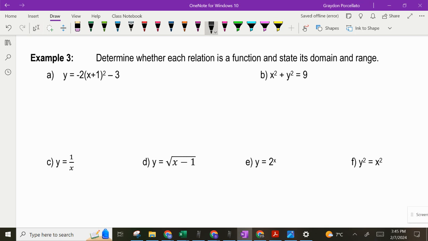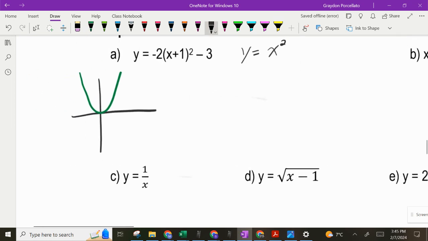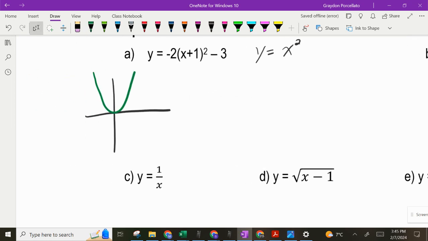So let's first look at this function here. The parent function here is y equals x squared, okay, which looks like this. Okay, our graph, I'm going to do a little zoom in here. The two things that are applied to our graph here, well, actually, there's three keys. This +1 shifts our graph left. This -3 moves our graph down, and this -2 flips our graph.